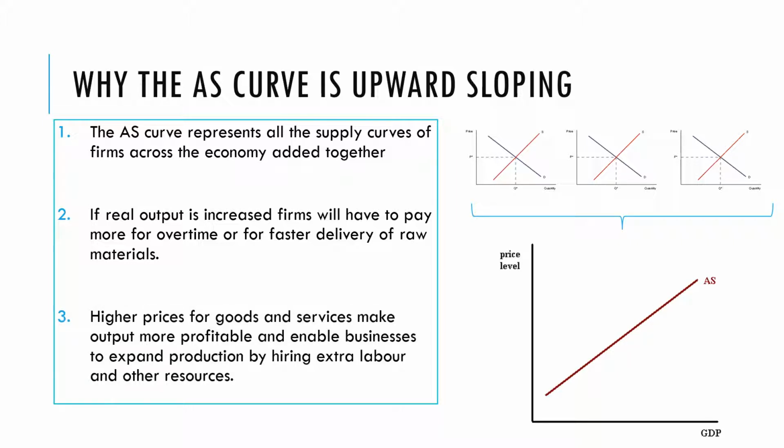The final reason is that the other way around, high prices for goods and services make output more profitable and enable businesses to expand production. So if prices are quite high, there is an incentive here for businesses to expand. Also, if prices are high, they can make more profit, which enables them to produce more output. So we'd expect low price levels associated with lower levels of planned output, higher price levels associated with higher levels of planned output. Hence, we have a slope like this.